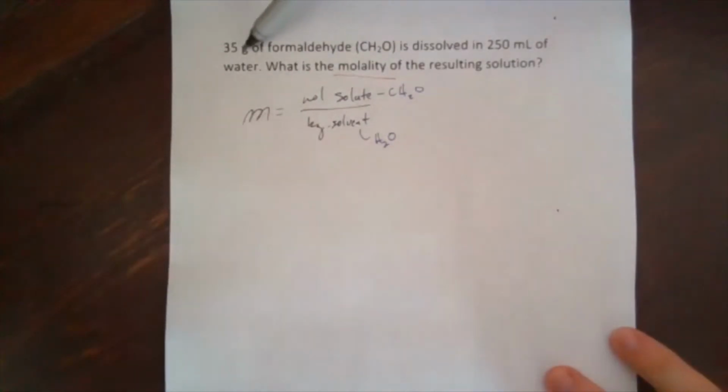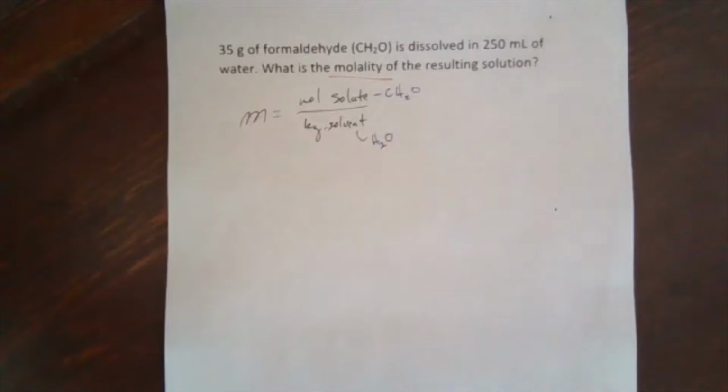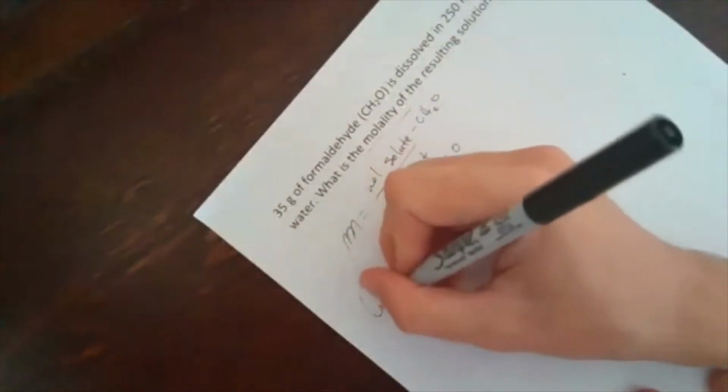Do I have moles of solute, CH2O? No, I do not. I have grams of it, but grams can get turned into moles using molar mass. Do I have kilograms of water? No, I have 250 milliliters of water. So I have amounts of everything I want. They're just not in the right units, so I just need to do some conversions.